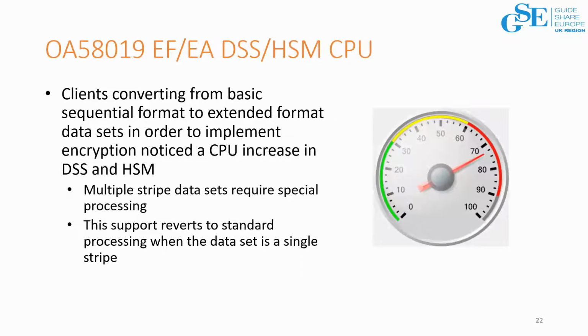There is a new DSS APAR OA58019 that will reduce CPU in DSS and HSM when processing extended format data sets that are not striped. We found that clients that were converting from basic sequential to extended format data sets for encryption purposes noticed a CPU increase in DSS and HSM, and this APAR addresses that. So you'll want to ensure you have that applied.